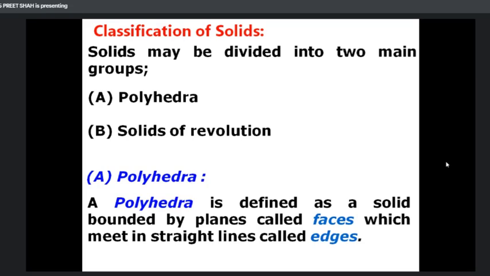Solids are generally classified into two categories: one is polyhedra and the second is solids of revolution. I am talking about only polyhedra right now. Polyhedra means a solid bounded by either faces or edges. Edges mean lines, and faces mean a triangular face, a rectangular face, a pentagonal face. That is called the faces. Understand? Okay, now next one.